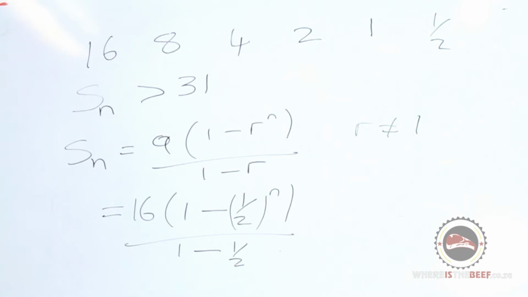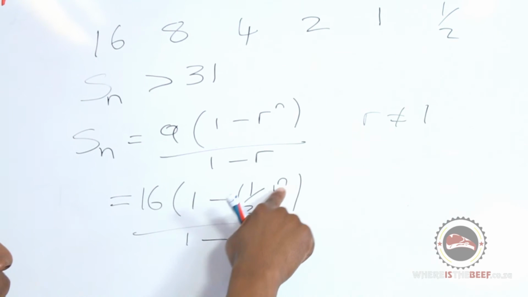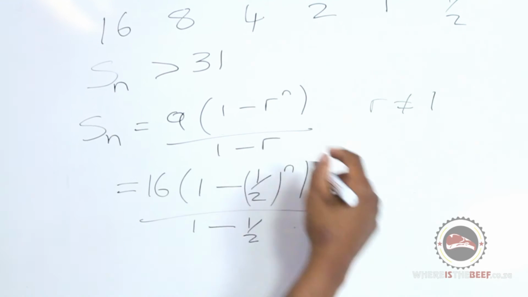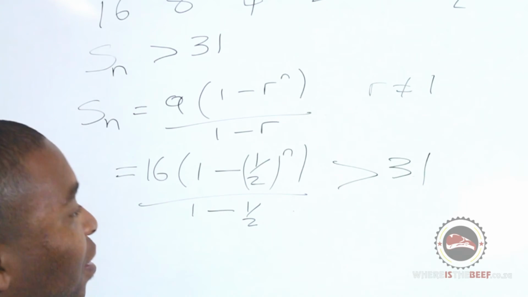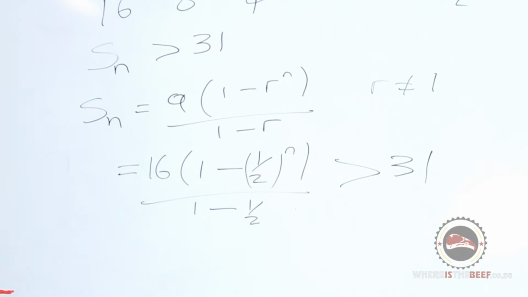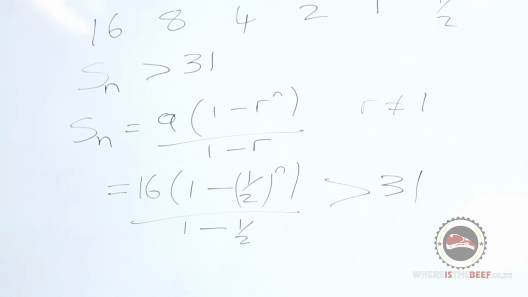So we're going to continue with the question. Right here at this point, you need to remember what you're trying to achieve. You're trying to make this sum. Find the values of n that make this sum greater than 31. So it's just basic mathematics going all the way down here.